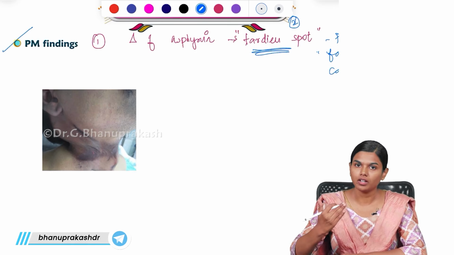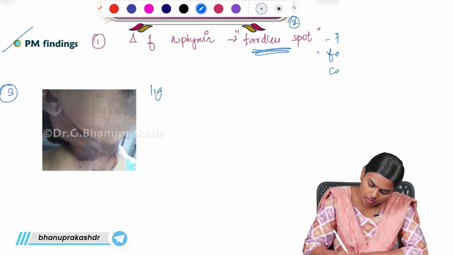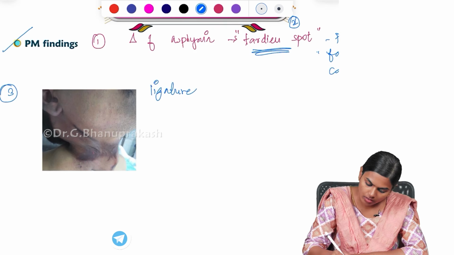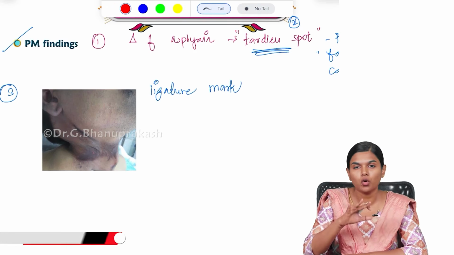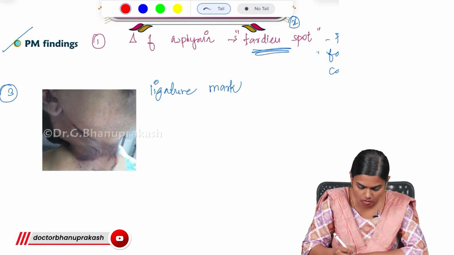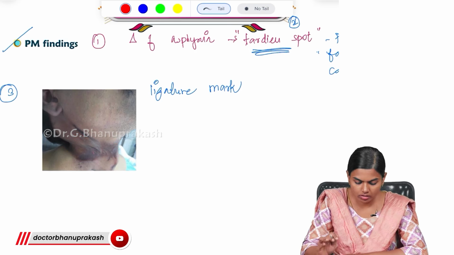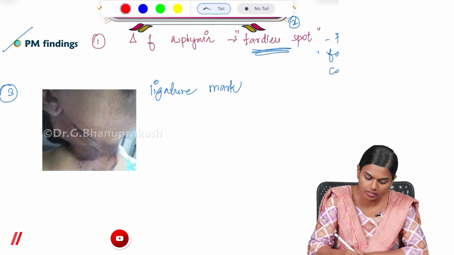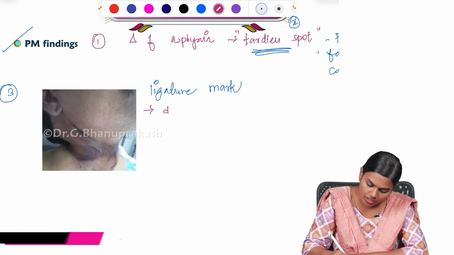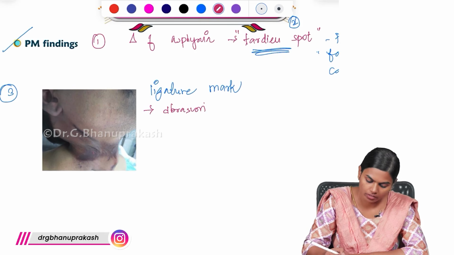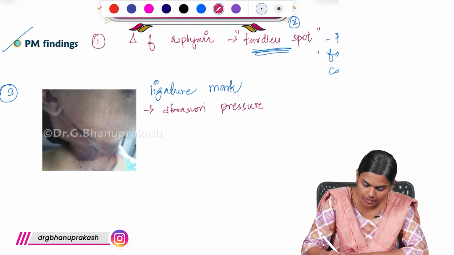Now, apart from that, coming to the most important part, the ligature mark. The ligature mark is a very important finding in case of hanging. Here, do you see this? This is your ligature mark, and it is nothing but an abrasion. We call it a pressure abrasion. To be exact, it is a pressure abrasion.